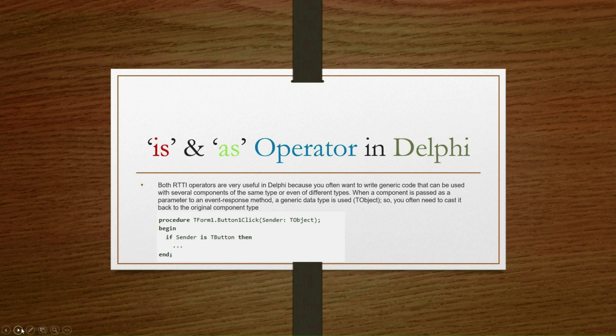Both RTTI operators are very useful in Delphi because you often want to write generic code that can be used with several components of the same type or even different types. When a component is passed as a parameter to the event response method, a generic data type is used, TObject, so you often need to cast back to the original component type. We can see that Sender in an event like a button click is of type TObject, so we can check whether Sender is a TButton or what kind of component it is. So we can check it here.